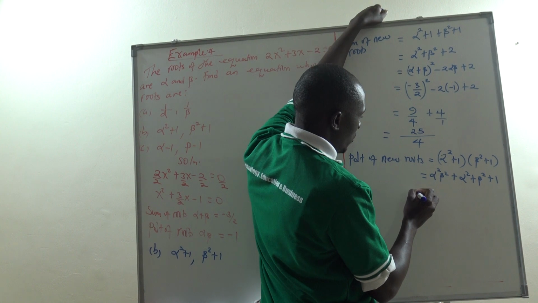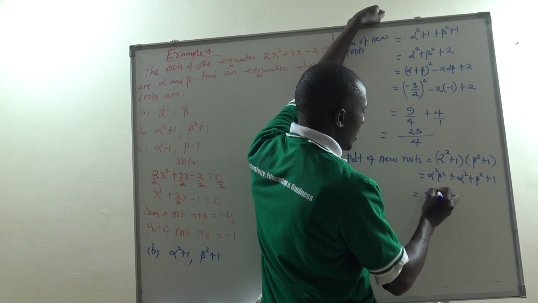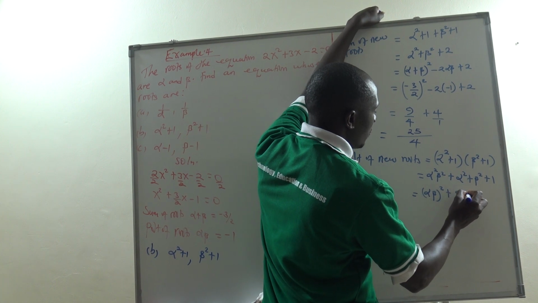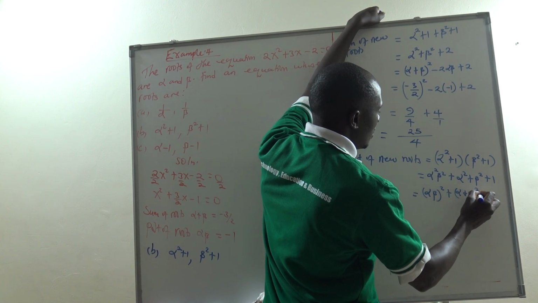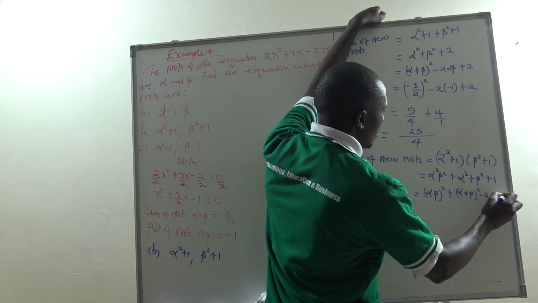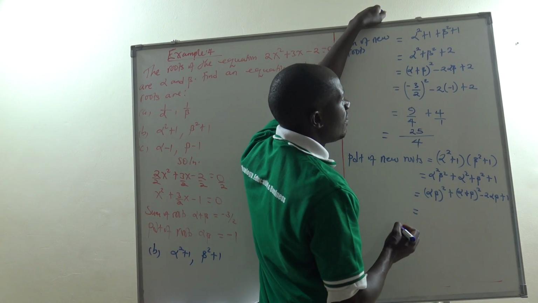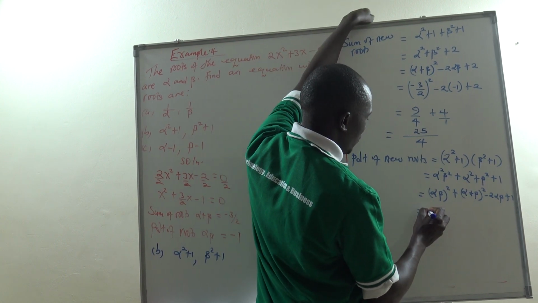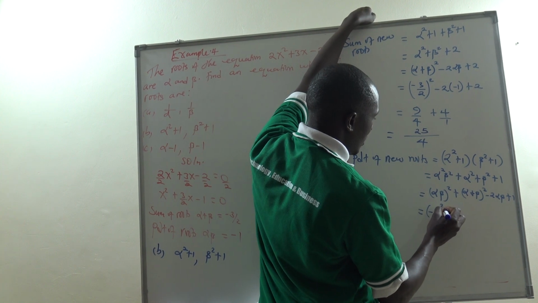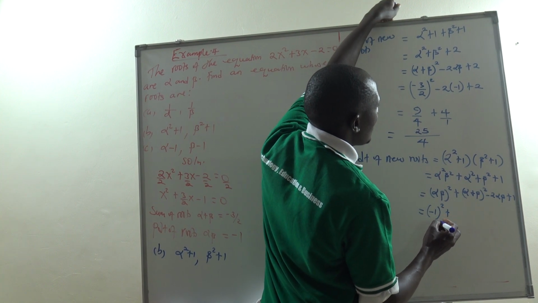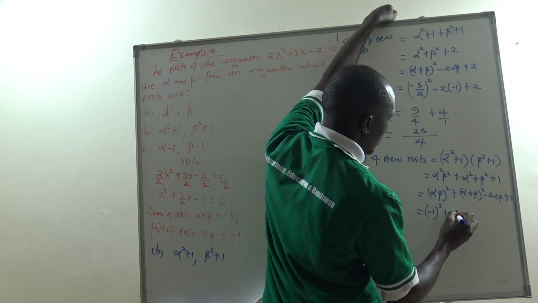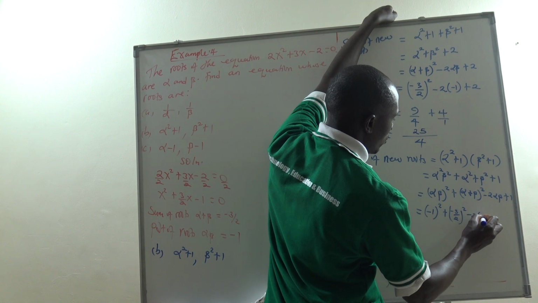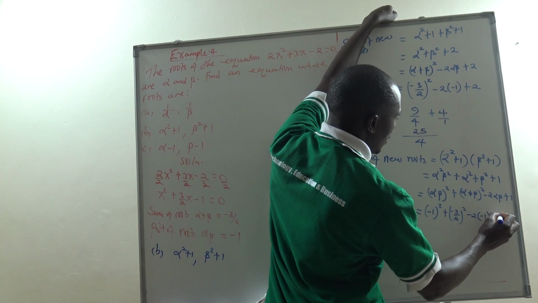So we are moving on. This is the same as alpha beta, the whole of it squared, plus, this one is an identity which we know, alpha plus beta squared minus 2 alpha beta, then plus 1. Do we know alpha beta? Alpha beta is already given as negative 1 squared, plus alpha plus beta is already negative 3 out of 2, the whole of it squared, minus 2 into negative 1, then plus 1.